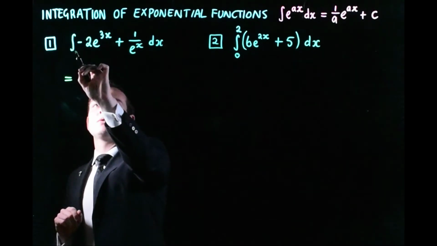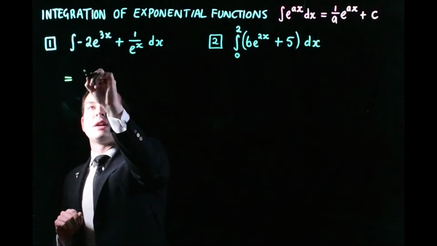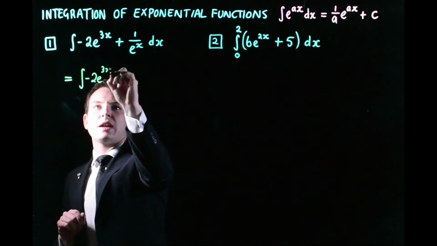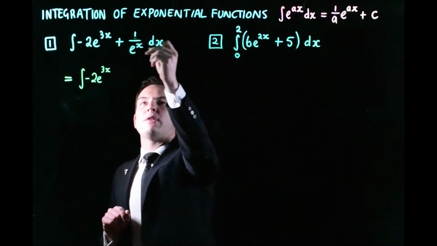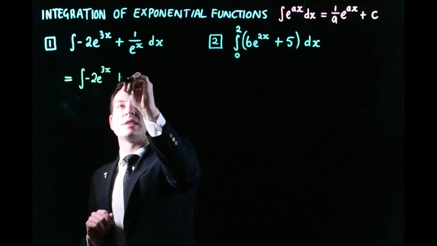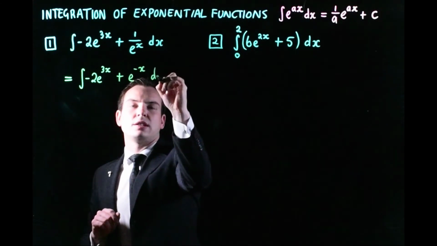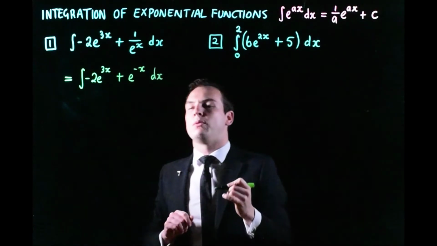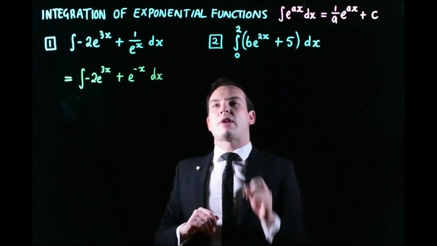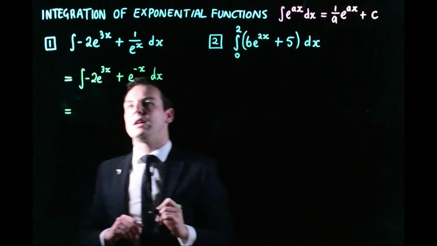So we have the integral of negative 2e to the power of 3x. I'm just going to keep that, so minus 2e to the power of 3x. But here, instead of having plus 1 over e to the power of x, I'm actually going to write this as plus e to the power of negative x. And we're going to integrate all of that with respect to x. So now that we've got it in the form e to the power of ax, we can just apply this rule. So in our next line, this is going to equal.